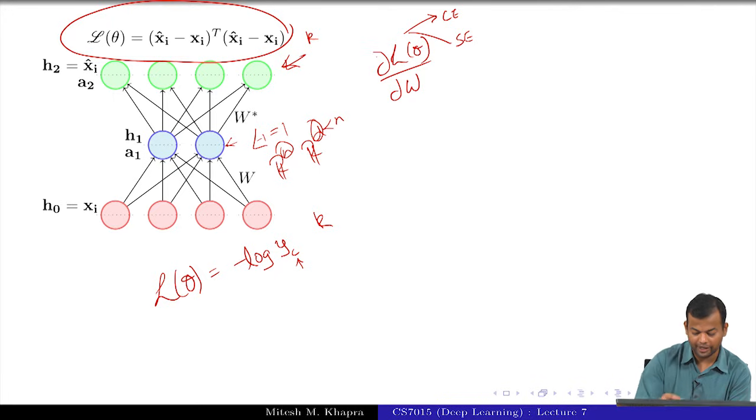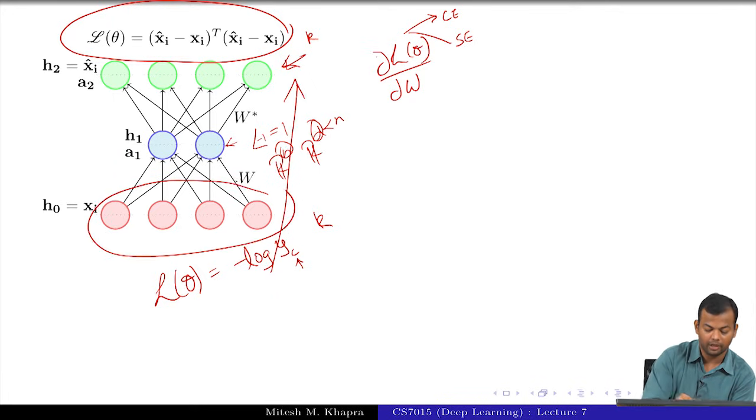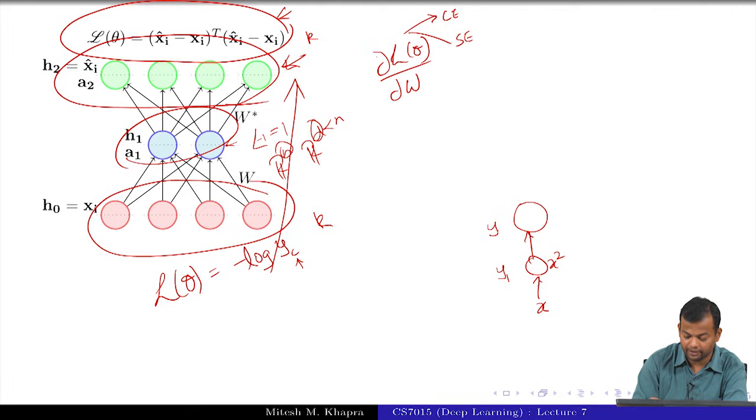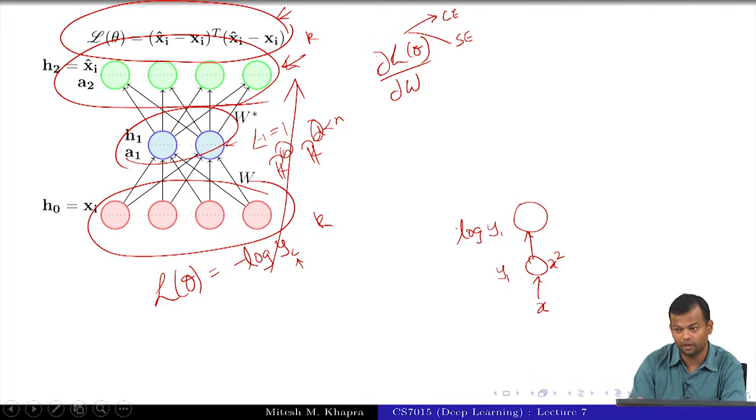So let's look at what we can reuse, and I'll give you an intuitive explanation. You can think of this as a composite function. You take your input, pass it through a lot of functions, arrive at the output, and then your loss function is actually a function of the output itself. Say you had an input x and computed some function of it, say x square. I'll call this y1. Then you computed some other function of it, say log of y1.